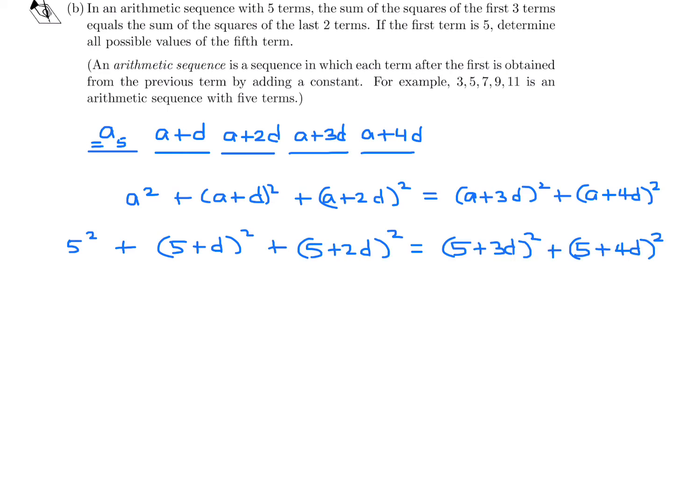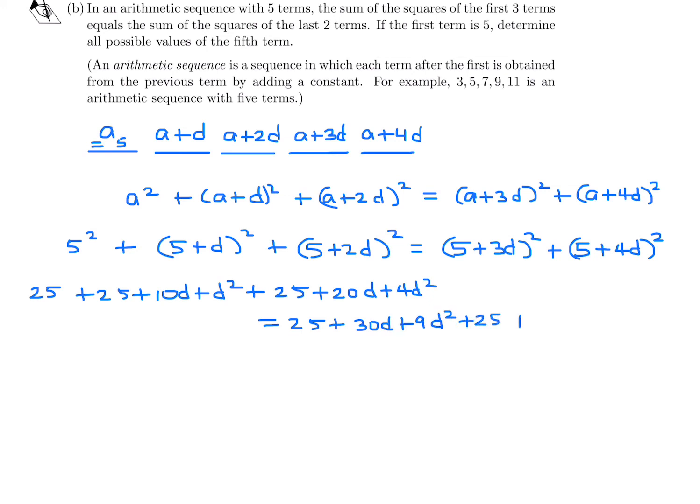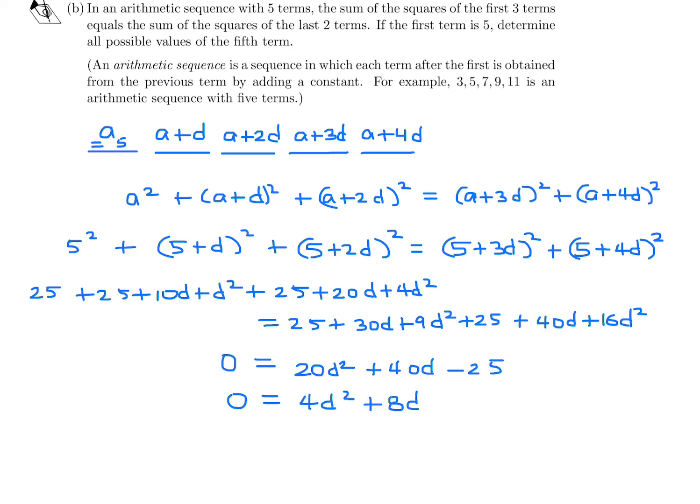Okay, so at this point we have to do some expansion. I don't think it'll be too bad. 25 plus 25 plus 10d plus d squared plus 25 plus 20d plus 4d squared. And then that's going to be 25 plus 30d plus 9d squared plus 25 plus 40d plus 16d squared. Put everything on one side to collect like terms, and when you do, you get 20d squared plus 40d minus 25. And then divide through by 5. That will give me 4d squared plus 8d minus 5. I think this factors. Let's see here. 2d, 5, 2d, 1, positive, negative. So that means d is either equal to minus 5 over 2 or it's equal to 1/2.